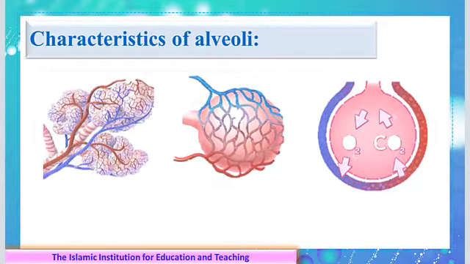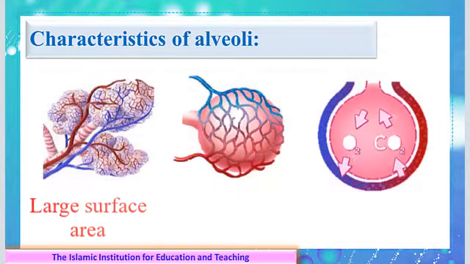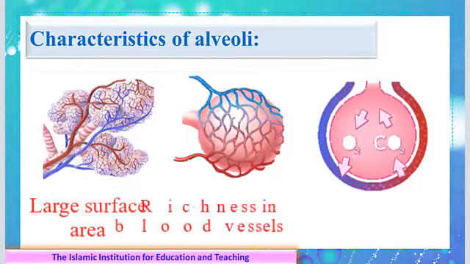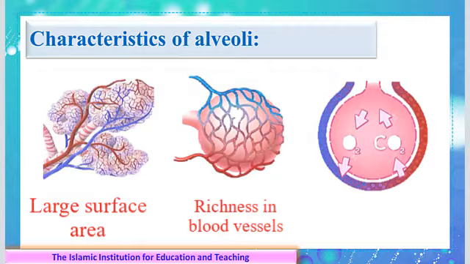Let's remember what we have learned in the previous video. The gaseous exchanges at the level of alveoli are favored by three characteristics, which are the huge number of alveoli, which increases the surface of exchanges, the richness in blood vessels, and the extreme thinness of the alveolar wall.